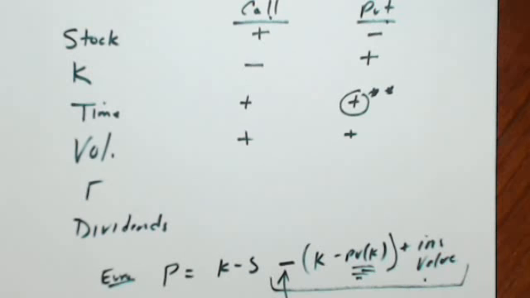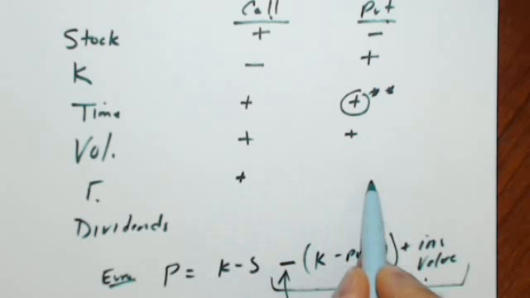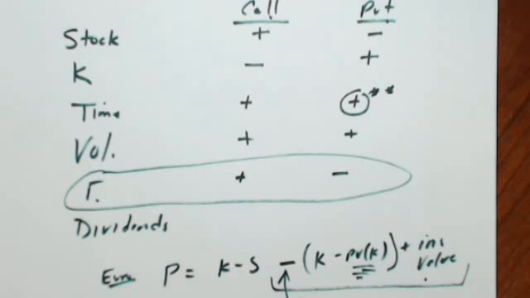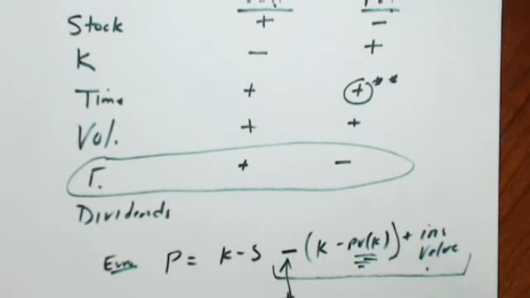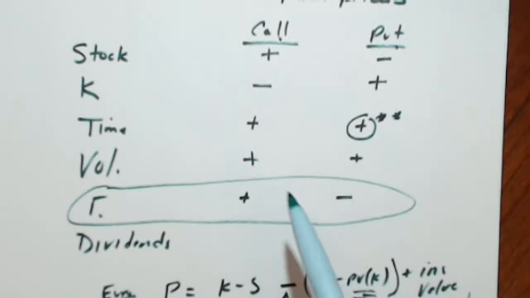Now, one thing that's a little tougher is interest rates. When interest rates go up, the call goes up and the put goes down. Now I have to explain this, and it will take a little bit of effort. Here's the story. You buy a call when you're bullish, and you can also buy a stock if you're bullish. So if you're bullish, you have two choices: buy a call or buy a stock.